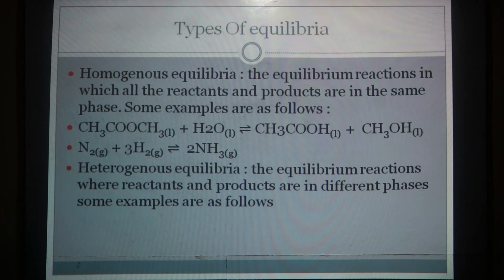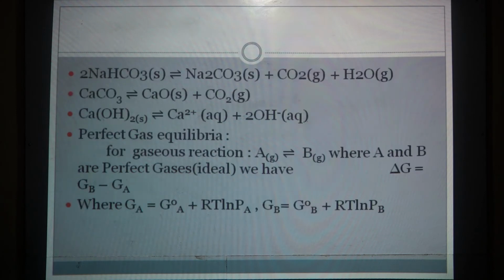Next, heterogeneous equilibrium. Heterogeneous equilibrium reactions are those where reactants and products are in different phases. Some examples are 2NaHCO3 (solid) giving Na2CO3 (solid), CO2 (gas), and H2O (gas). Another example is CaCO3 (solid) giving CaO (solid) plus CO2 (gas).